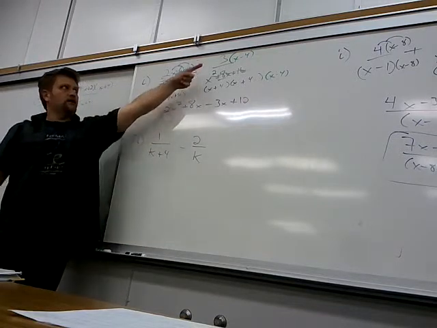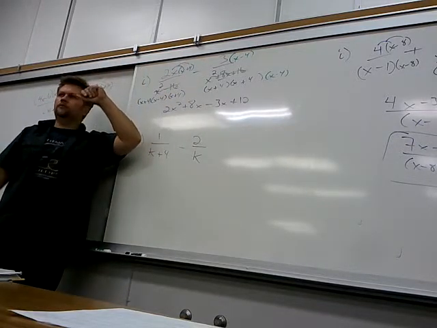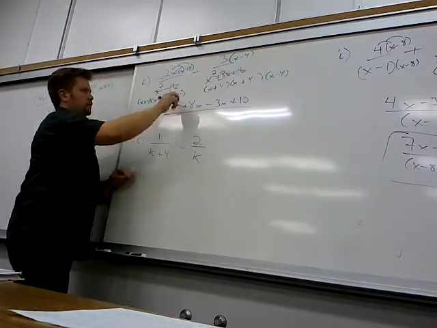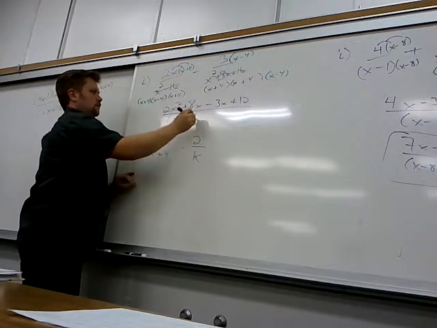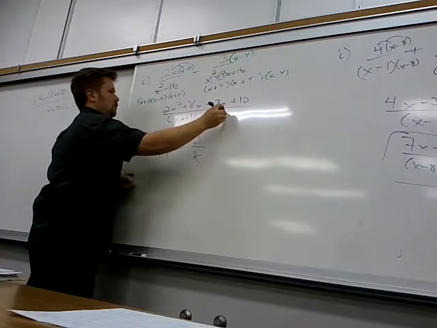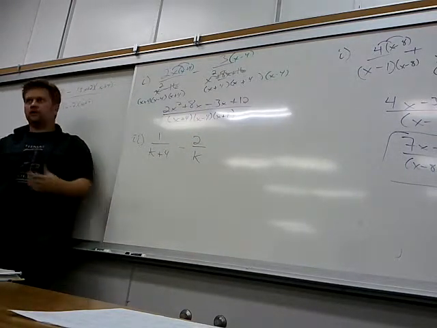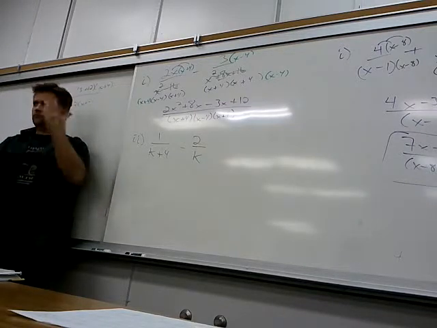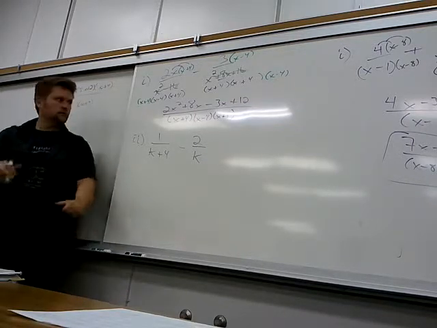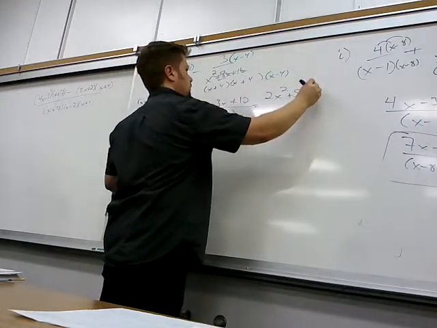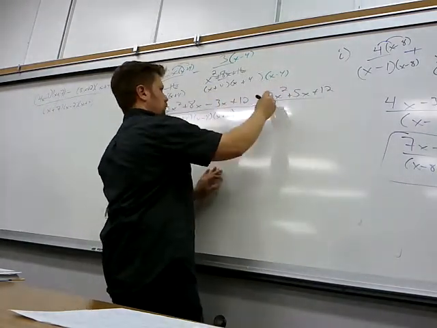That negative has got to go to both things. Very easy mistake to make. All over all this business here, right? And the last step is almost always clear things up, right? Put things together. So you get 2x squared plus 5x plus 12 over this mess.